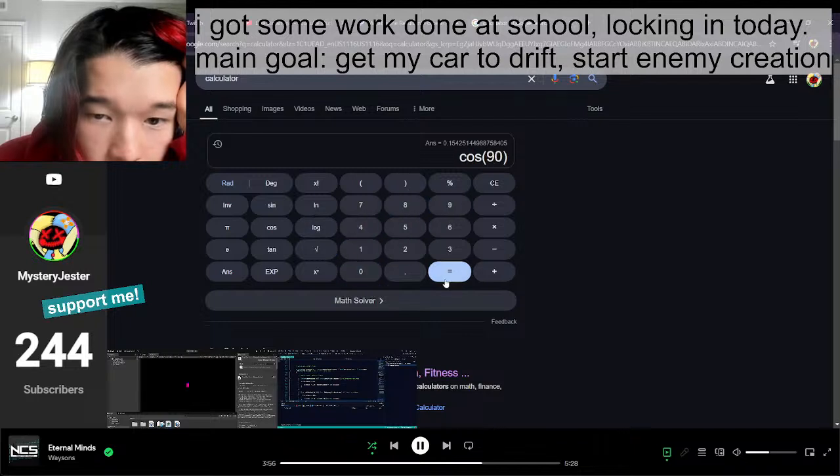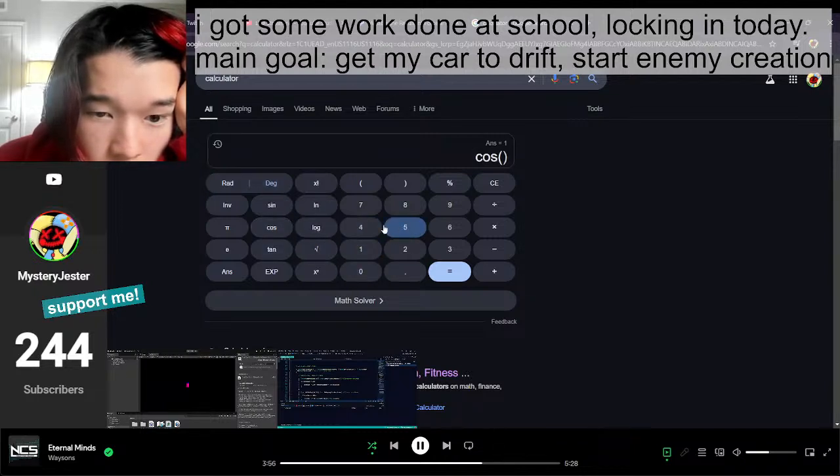Cosine 90. Wait. Sine 90. Something's terribly wrong with this calculator. Cosine 90. Sine 90. Okay, it was set to rad instead of deg. I think that might be it.